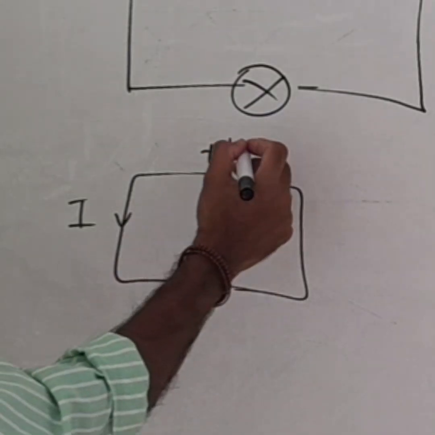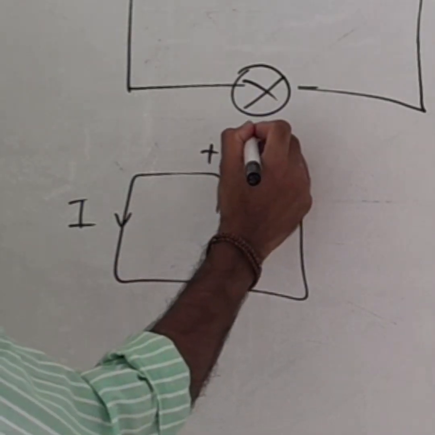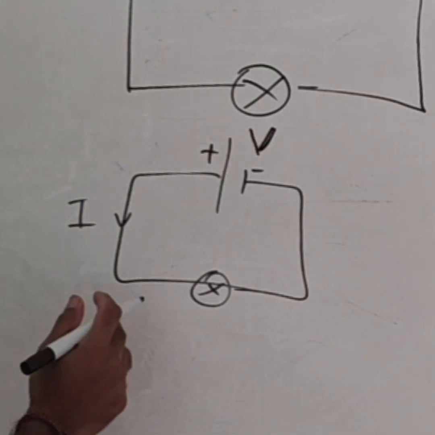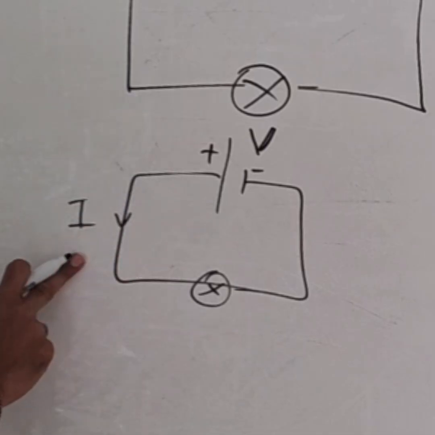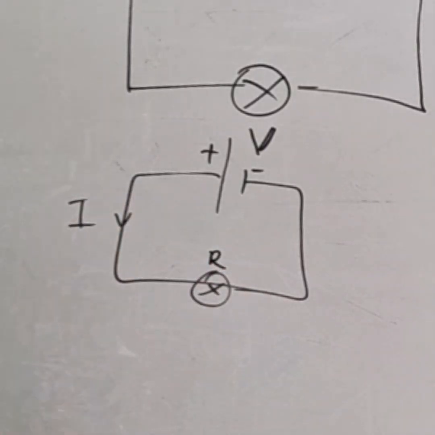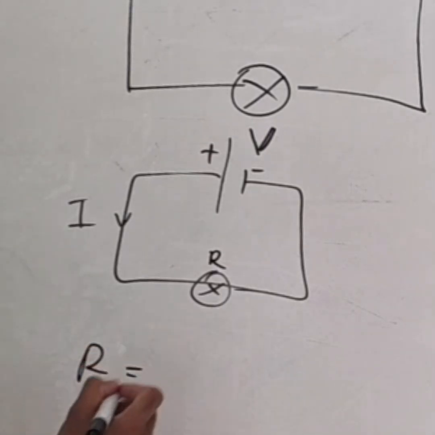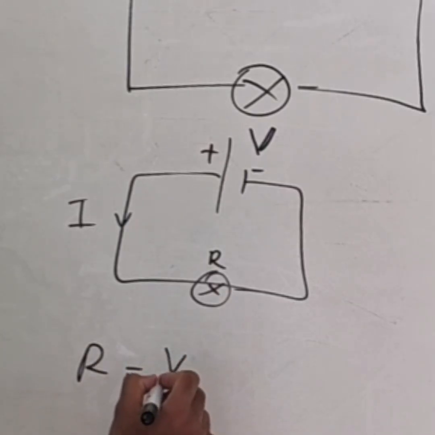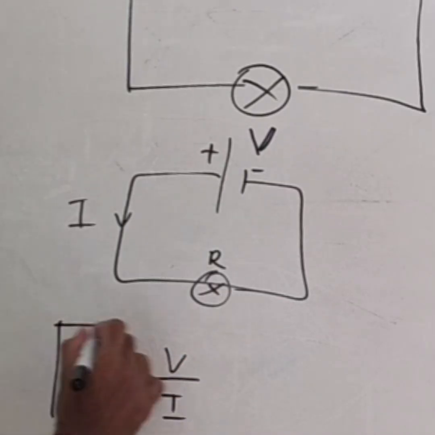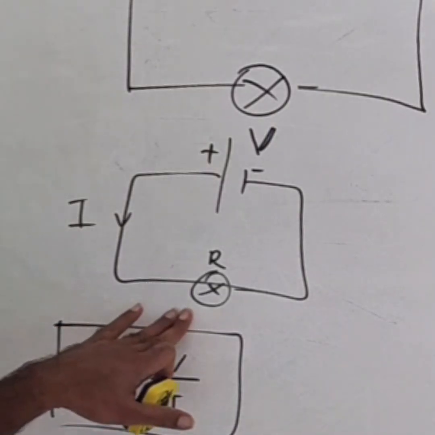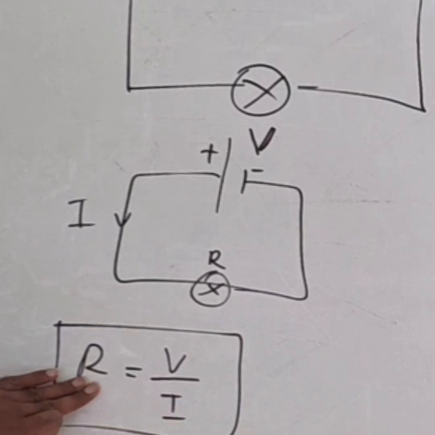Say in this circuit, the voltage of this battery is V and the current passing through this circuit is I, and the resistance of this bulb is R. There is a relationship between R, I and V. R is equal to V over I. R is a constant value when the temperature of the resistor is not changed. So if the temperature is not changed, R is always constant.